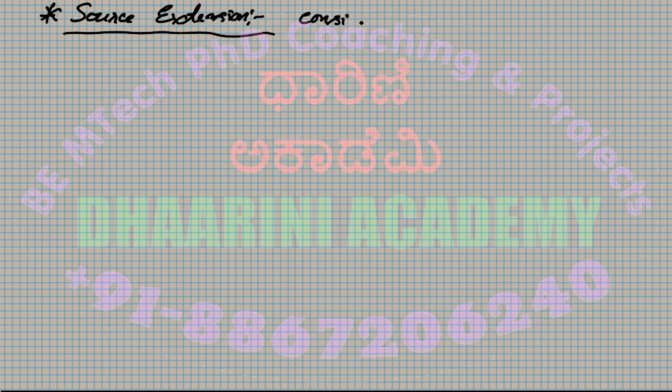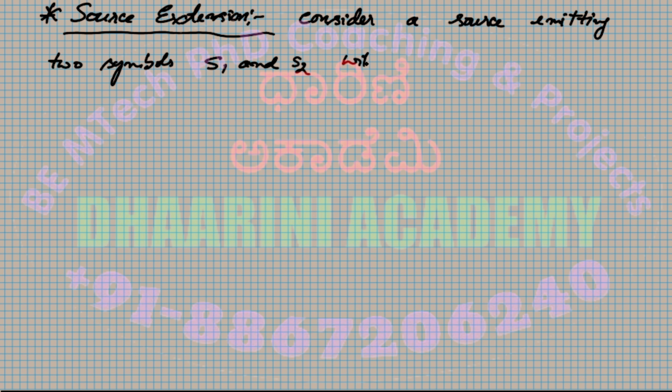Consider a source emitting, say, two symbols, S1 and S2, symbol 1 and symbol 2, with the probabilities defined as P1 and P2.